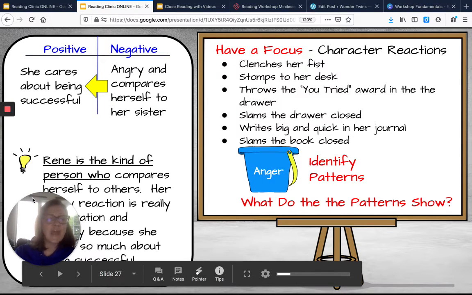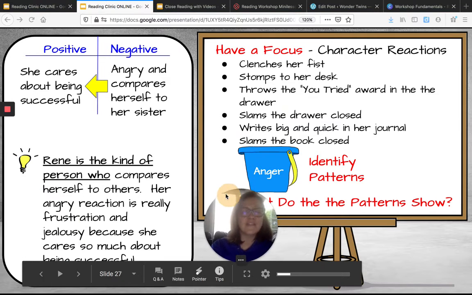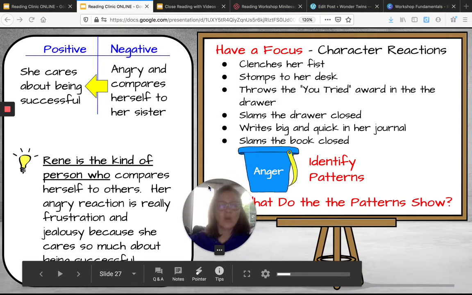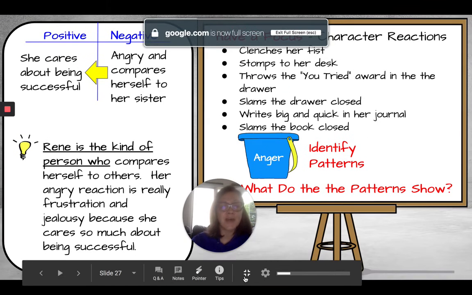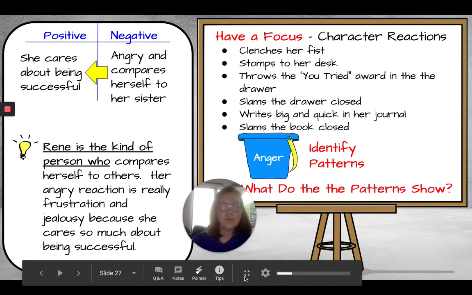And so then I want to ask myself, well, and we have done this many times in the past, right? What kind of person is Renee? We look at this negative and this positive, and we ask ourselves, what kind of person is she? And we like to use this sentence starter a lot because it helps us with getting started on our thinking. So Renee is the kind of person who compares herself to others. Her angry reaction is really, what is it really? It's really frustration and jealousy because she does care so much about being successful.